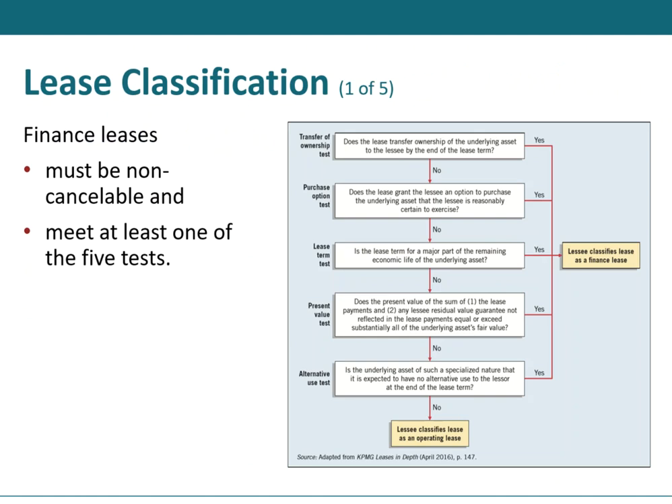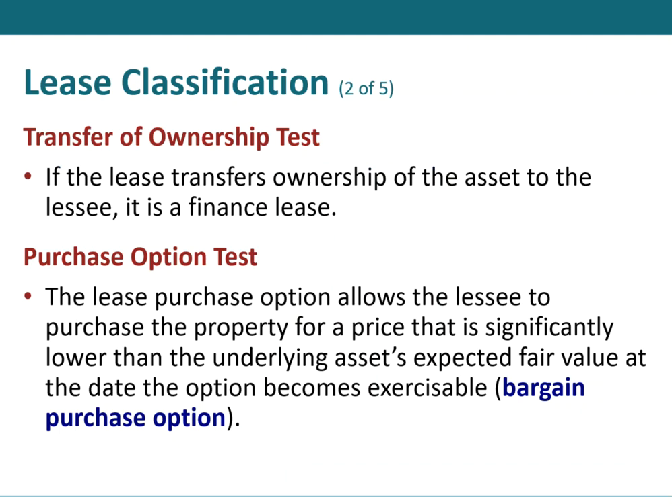A finance lease must be non-cancelable, and it must meet at least one of the following tests: a transfer of ownership test, a purchase option test, a lease term test, a present value test, and an alternative use test. So again, it must be non-cancelable and meet at least one of these 5 tests. If there's a transfer of ownership of the asset, then it's a finance lease. In essence, the lessor has sold the asset to the lessee, and the lease is simply a means of financing that purchase.